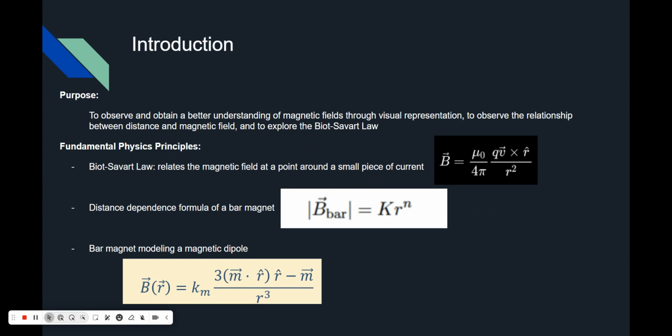For the fundamentals, there is the previously mentioned Biot-Savart law, which relates the magnetic field at a point around a small piece of current. The distance dependence formula of a bar magnet is also used, and finally the bar magnet will be representing a magnetic dipole, so the equation for a magnetic dipole will be used.